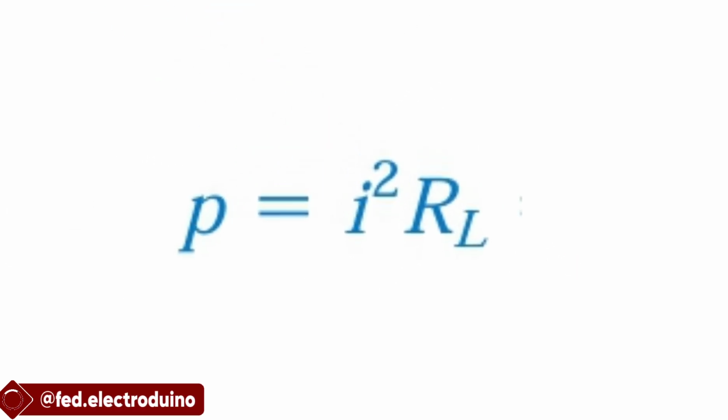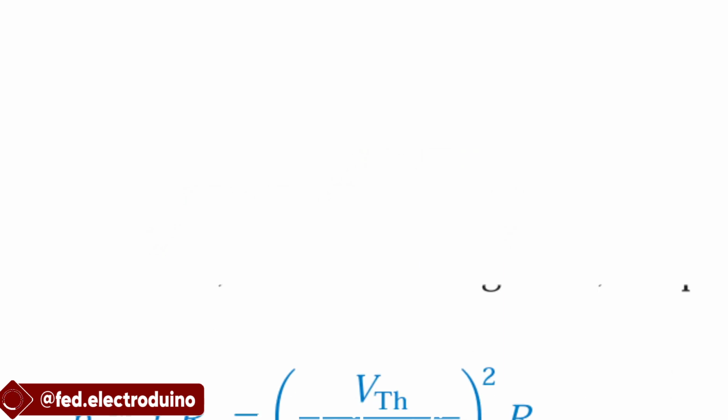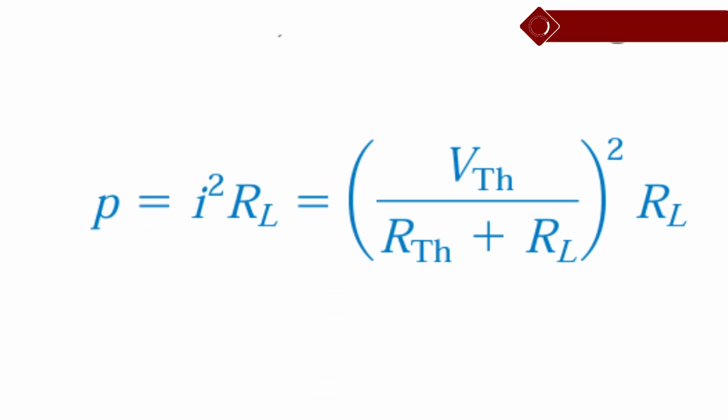Now, power in the load depends on two things: the current and the load resistance. When we calculate it, we find that the power delivered to the load equals the voltage squared, multiplied by the load resistance, and divided by the square of the sum of both resistances. But don't worry about the mathematics.